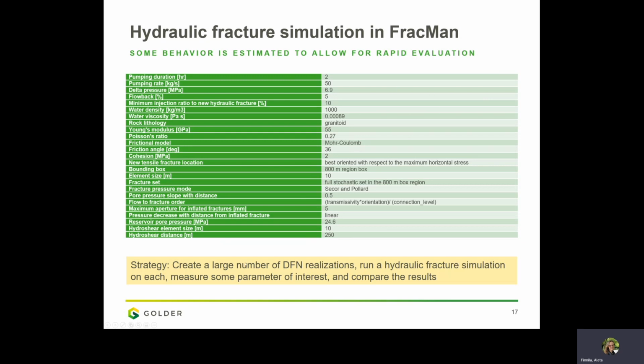So we have this simplified hydraulic fracturing simulation where we can create a large number of DFN realizations. Starting out with different random number seeds, we create a bunch of different DFN realizations. They're all described the same way with the same population of sizes and locations, but each realization has different fractures intersecting that well at different orientations and sizes. For each of those DFN realizations, we'll run a simplified hydraulic fracture simulation, measure our parameter of interest and compare the results. This way, we just want to see what's the variability due to those different stochastic realizations.